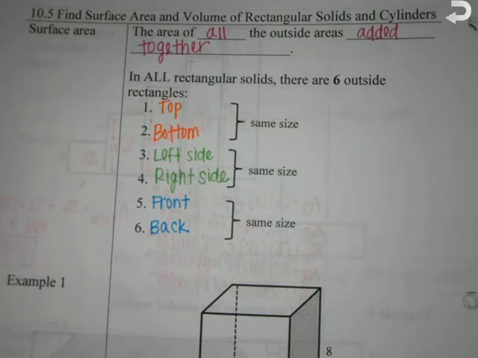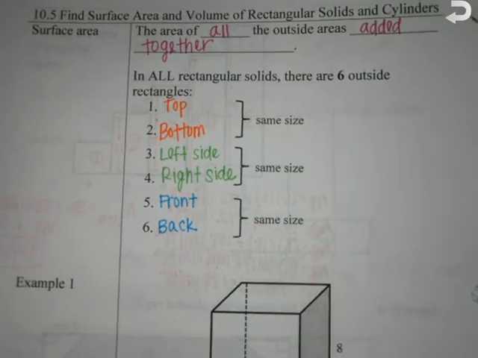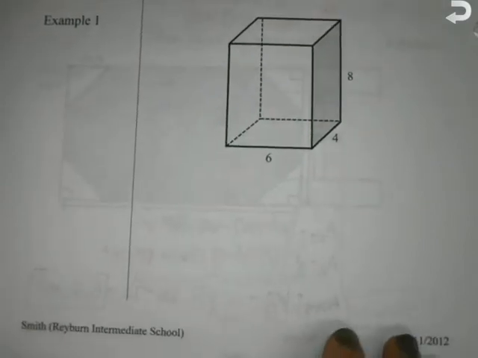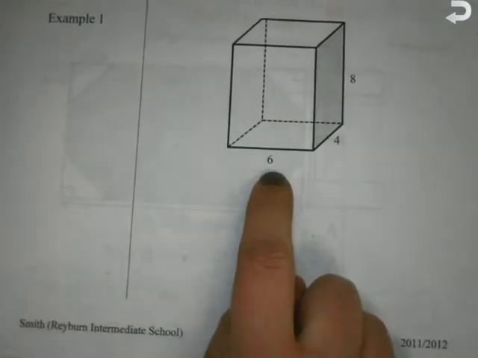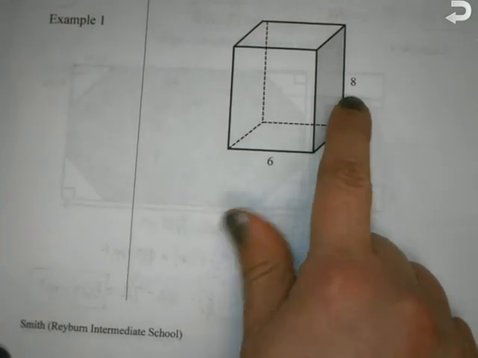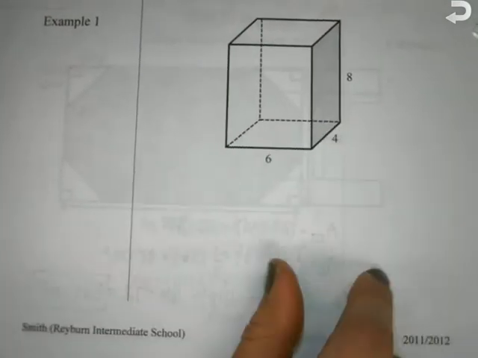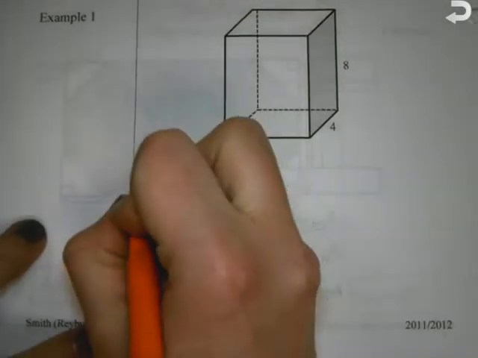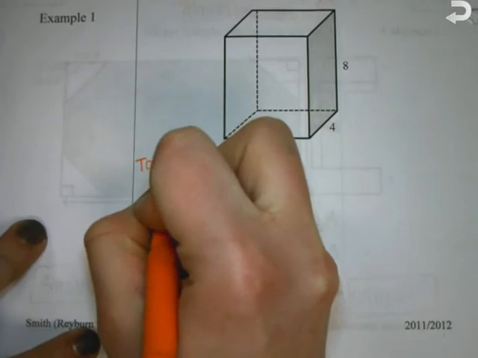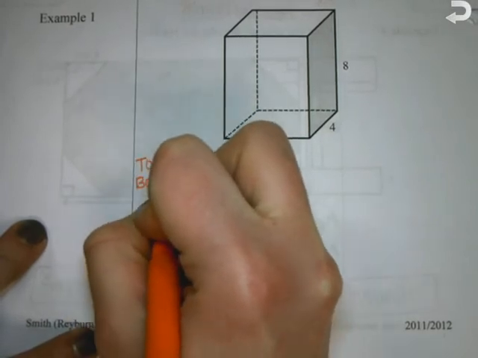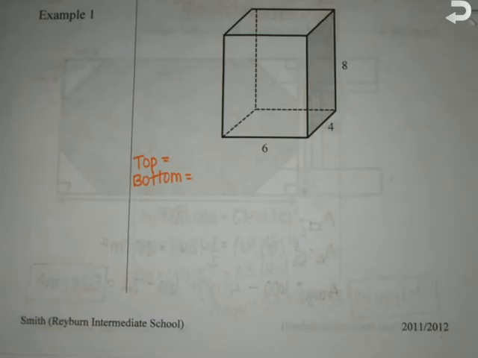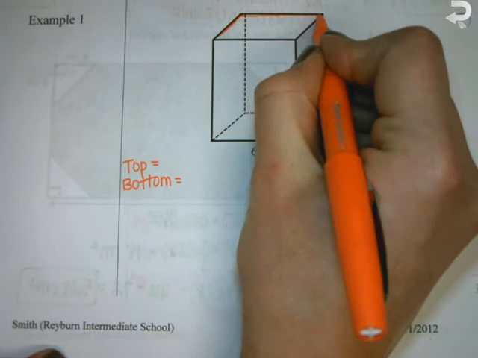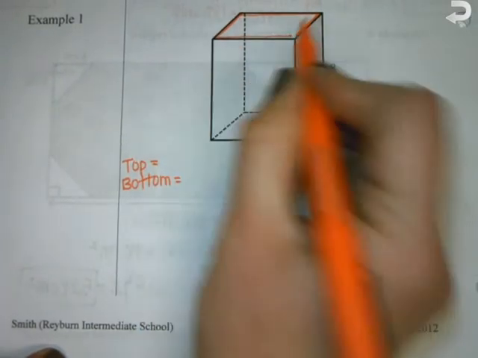In example 1, I have my rectangular solid. Everything is labeled. We have our base, our width, and our height. And so we have enough information to find the surface area. So let's first find the area of the top and bottom. Okay, so top and bottom. What are the dimensions of the top? Here's the top. It's going to be the same as the bottom. These 2 are the same.